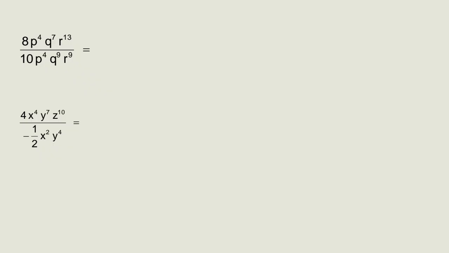Okay. So my 8 over 10, I'm just going to write it out and leave it. We'll figure out if we can reduce it later. I have 4 take away 4. I have q to the 7 take away 9. And I have r to the 13 take away 9. So 8 over 10, it doesn't become a whole number, but it can be reduced. So we can actually get that into a lowest terms fraction.